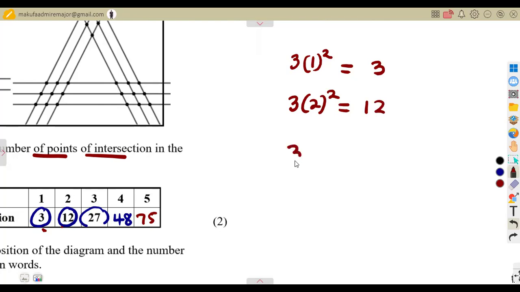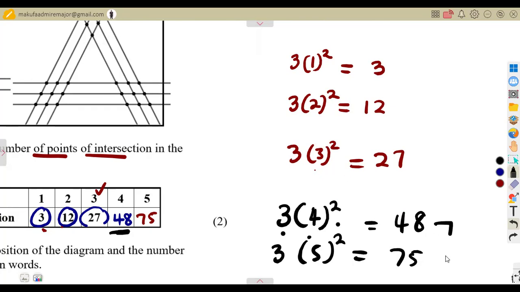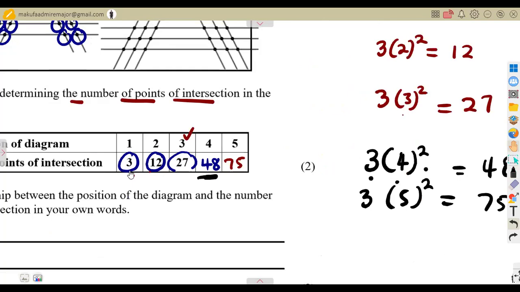Are you seeing what is happening, guys? You move on to this number 3, you square it. 3 squared is 9, times 3, that will be a 27. In the same sense of this 48, we are going to have it the same way, 3 into a 4 squared. 4 squared, that is 16 times 3, which is going to be a 48. You move on to the 5, 3 times 5 squared, which is going to be 25 times 3, 75. So as you can see, we could have determined these numbers this way, and this is the easier way that you can actually explain than the first one.